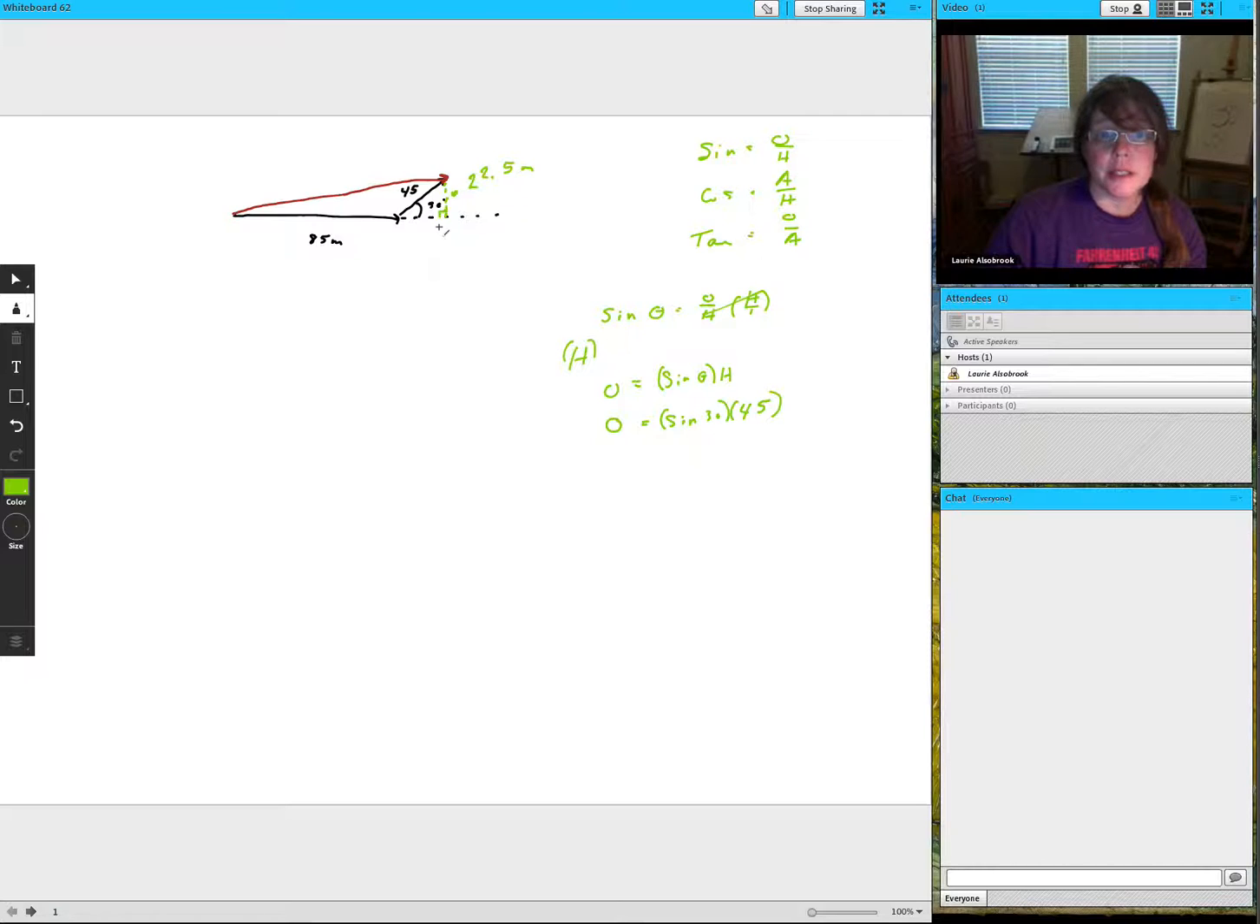Okay, and we're going to do this exactly the same way, only this time we're going to use cosine because we're going to find the adjacent. All right, but we rearrange that exactly the same way. We're going to end up this time, though, with adjacent is equal to cosine of theta times hypotenuse. So that's going to be the cosine of 30 times 45.